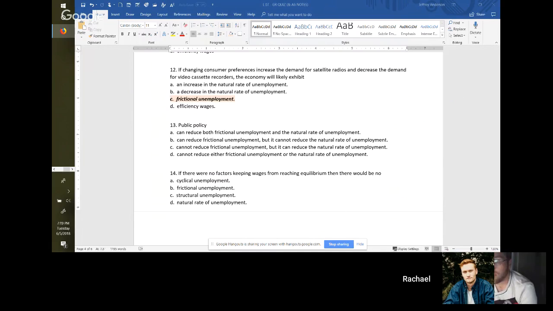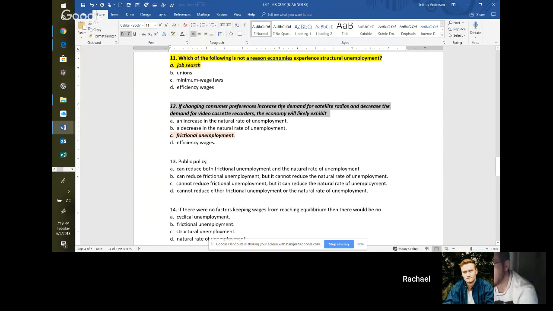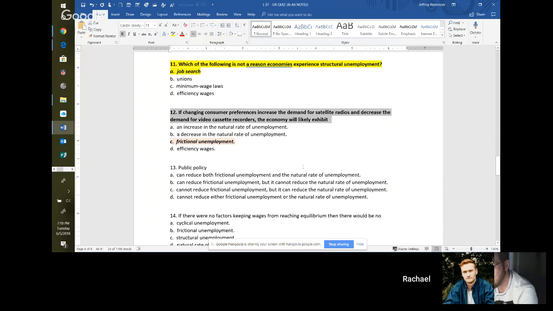Okay. So question 12. If changing consumer preferences increase the demand for satellite radios and decrease the demand for video cassette recorders, the economy will likely exhibit, that would be frictional unemployment, wouldn't it? That's what I guessed. Okay.